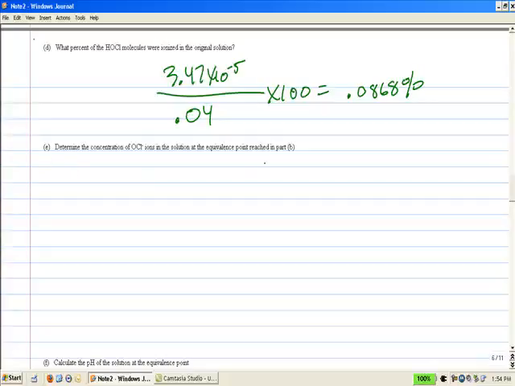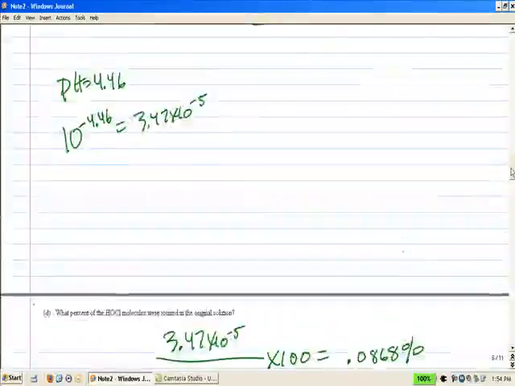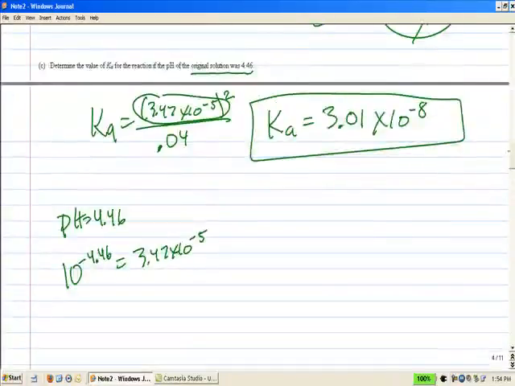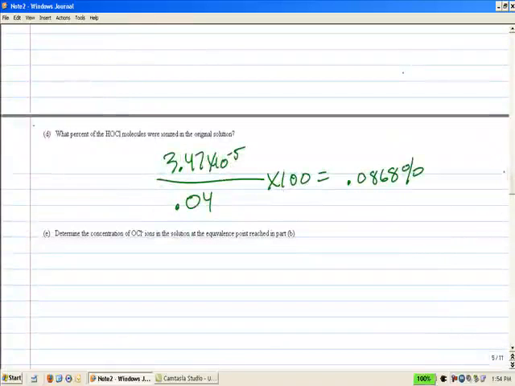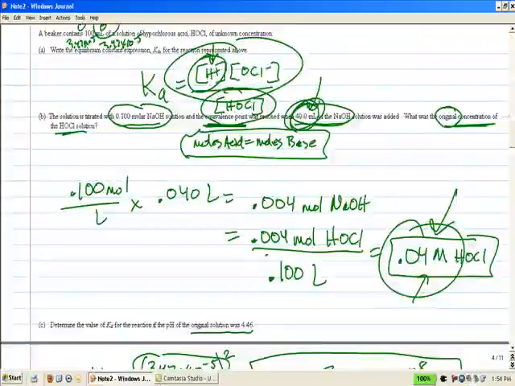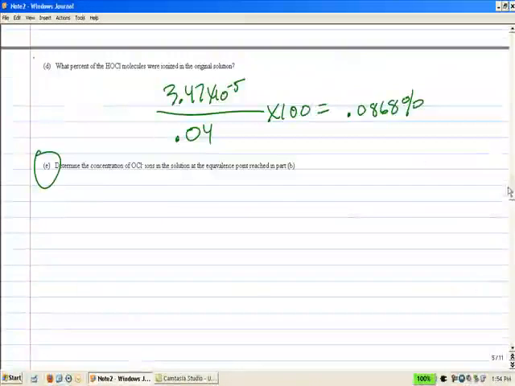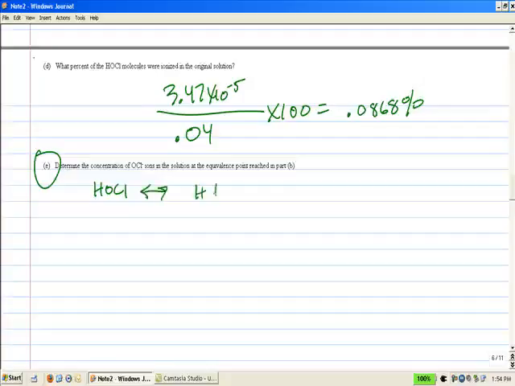Okay, then E, determine the concentration of OCl minus ions in the solution at the equivalence point. So this is a little bit tricky because C and D kind of shy away from the whole equivalence point and titration part. They go back to the original solution. But then E, they're right back to the titration. So let's go back to B really quickly. We know that in B, we have this reaction where we have HOCl in equilibrium with H plus and OCl minus.